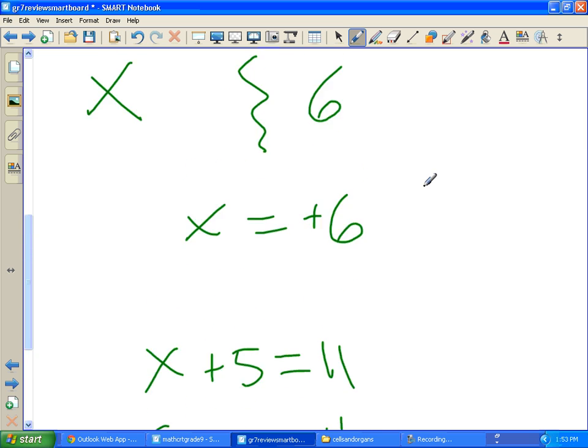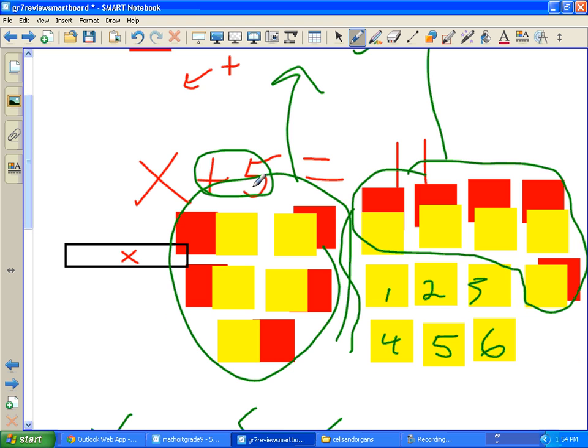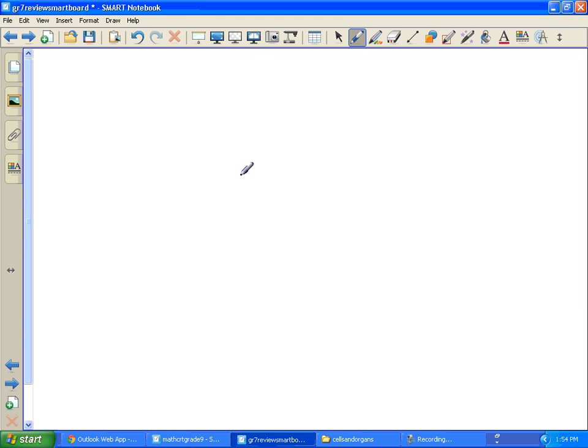One way you can look at it, if this is plus 5, you've got to take away 5. If this is plus 2, you have to take away 2. If this is negative 2, you have to add or do the opposite to get rid of it.